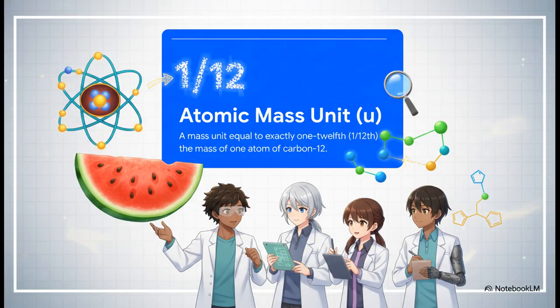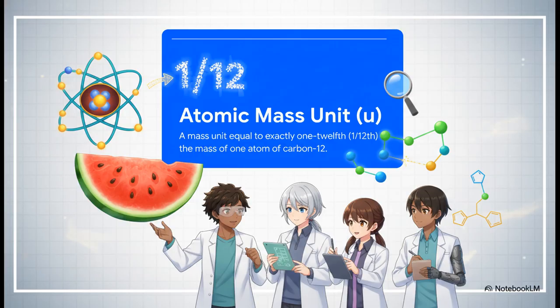And that is almost exactly what early chemists did. They picked one specific element, an atom of carbon-12, to be their watermelon. They defined one atomic mass unit, or u, as being exactly 1/12 the mass of that single carbon-12 atom. From there, they could figure out the relative mass of every other atom on the planet.